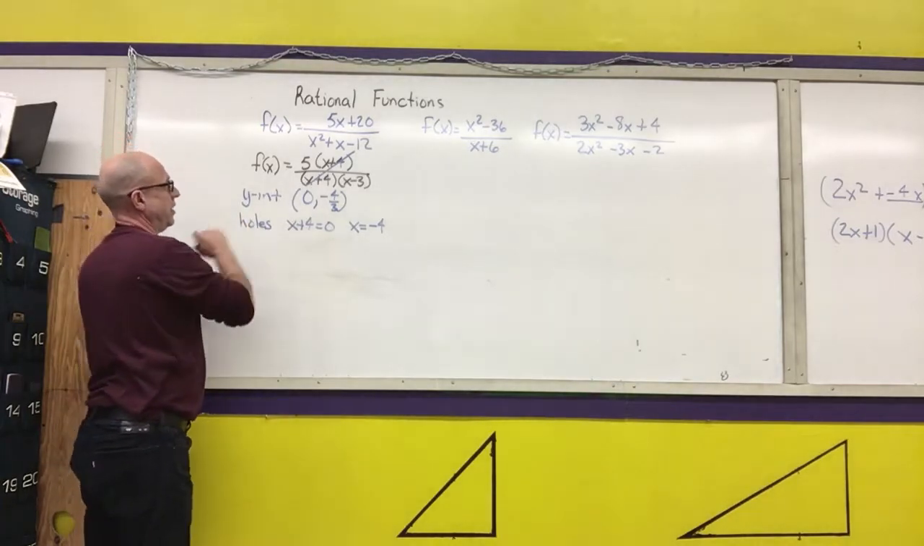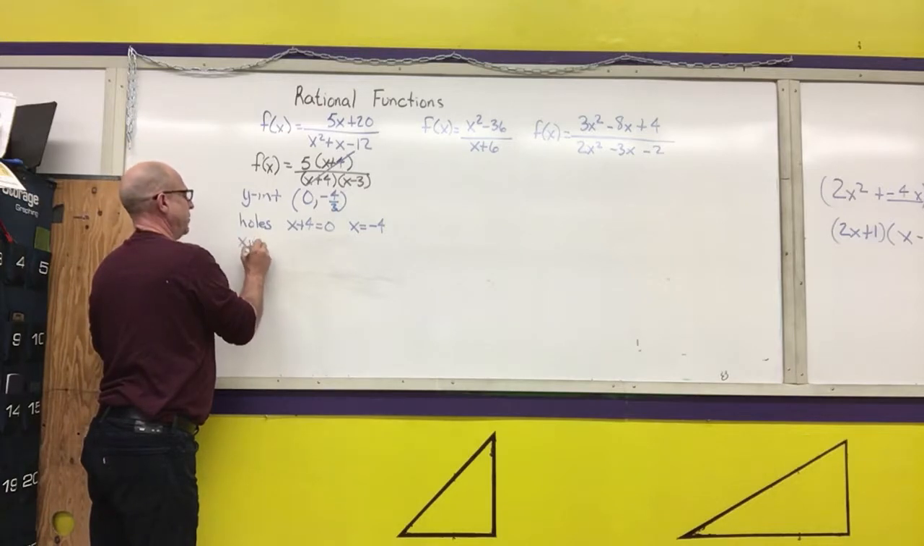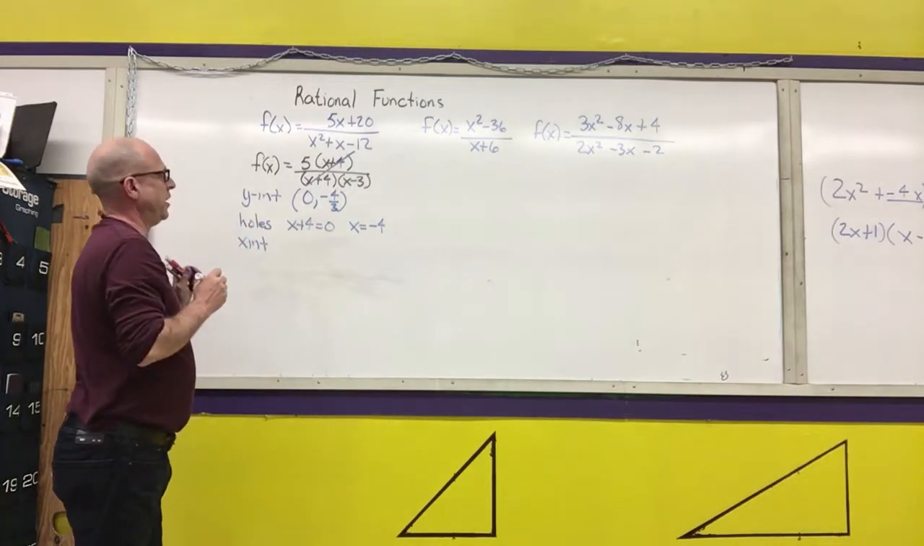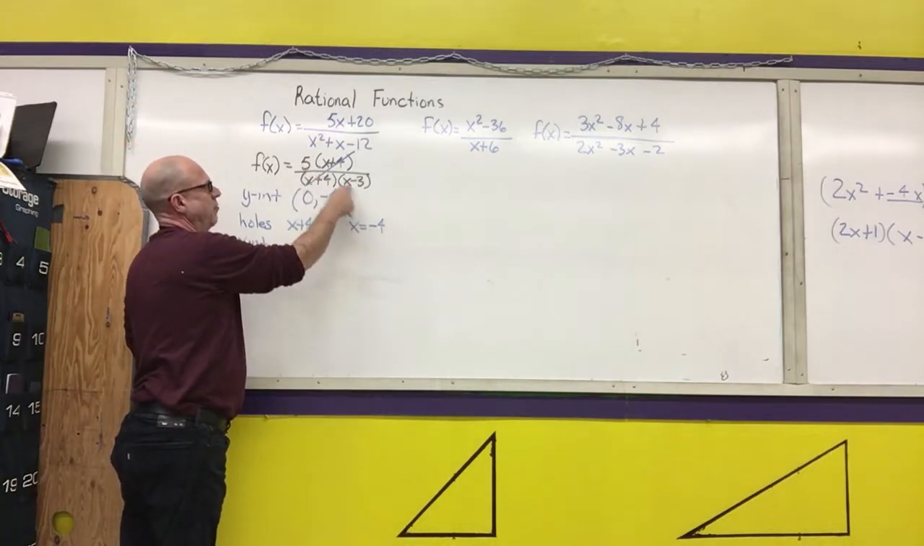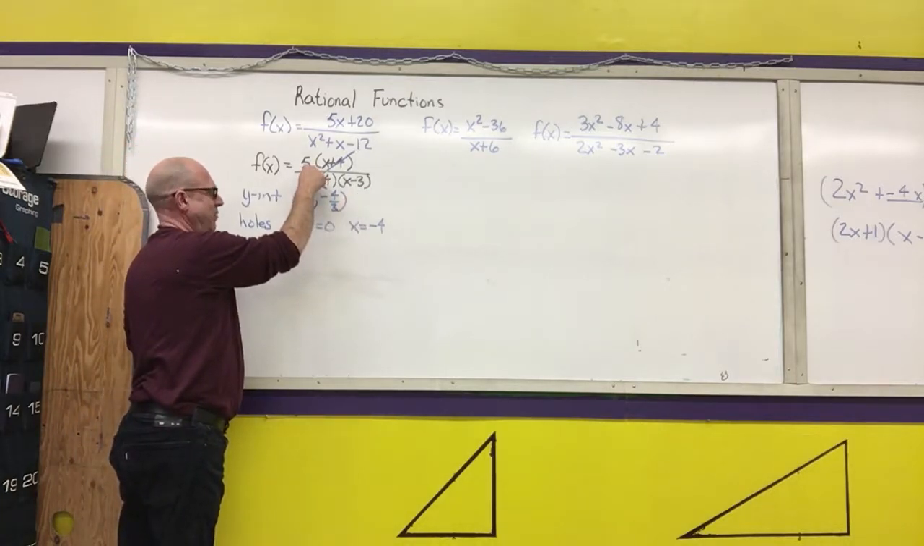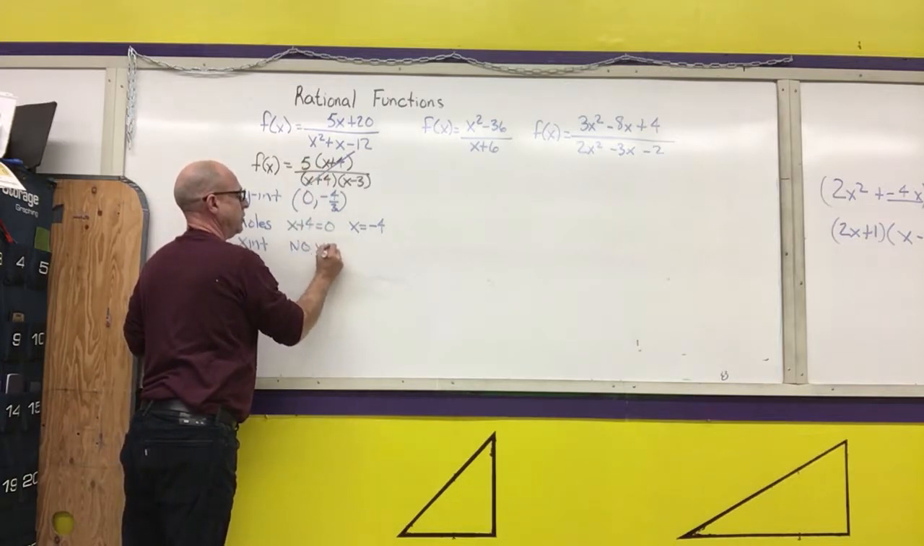Okay. The other thing I now need to do is I need to identify the x-intercepts of my graph. My x-intercepts are going to be when the numerator is equal to 0. Well, when is 5 equal to 0? Never. So I have no x-intercepts.